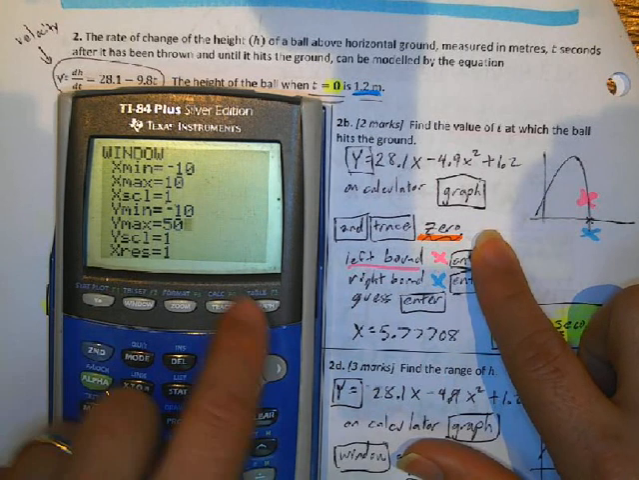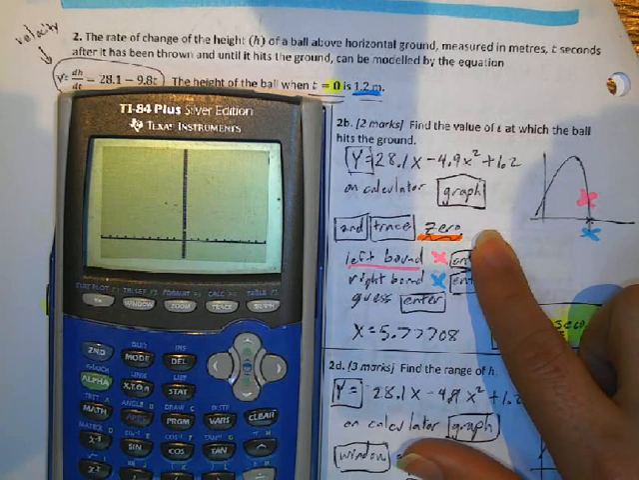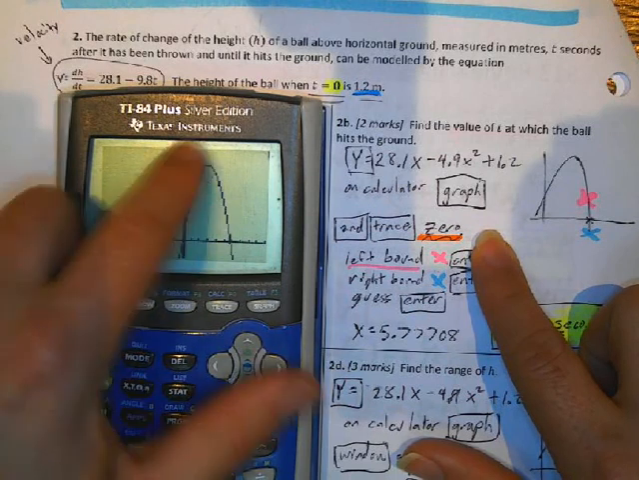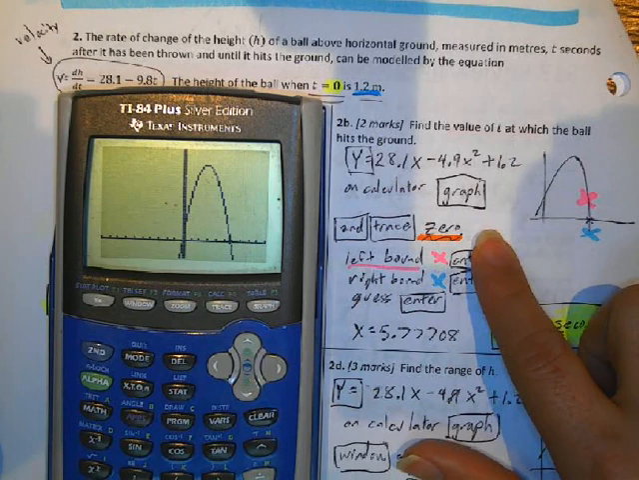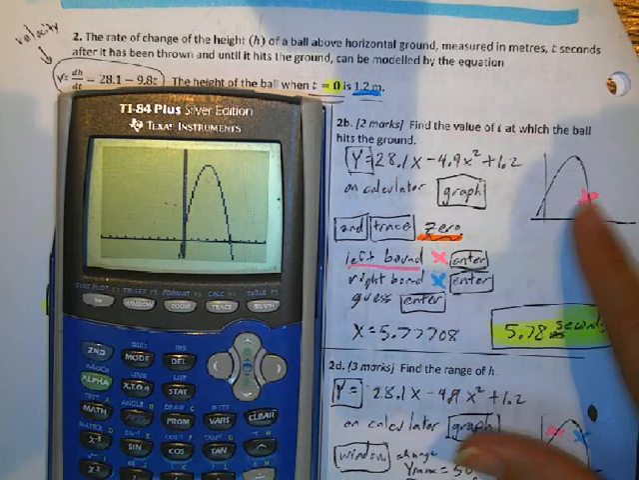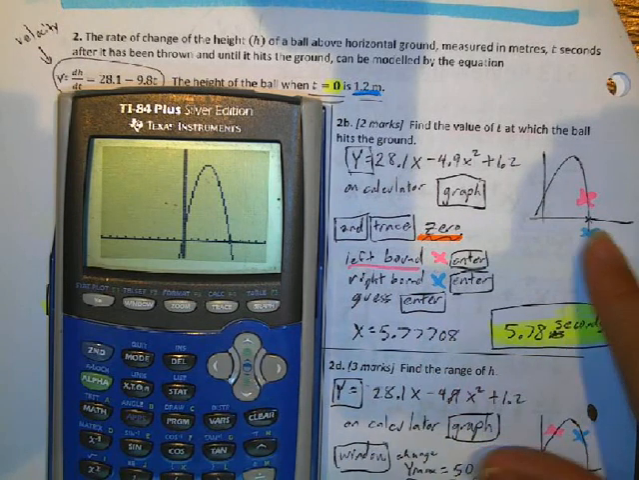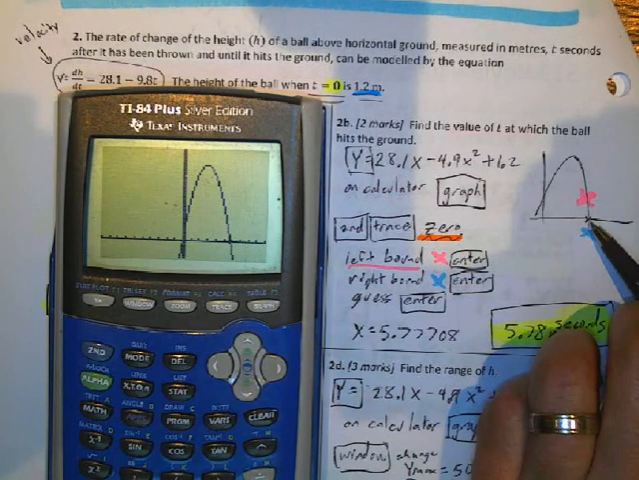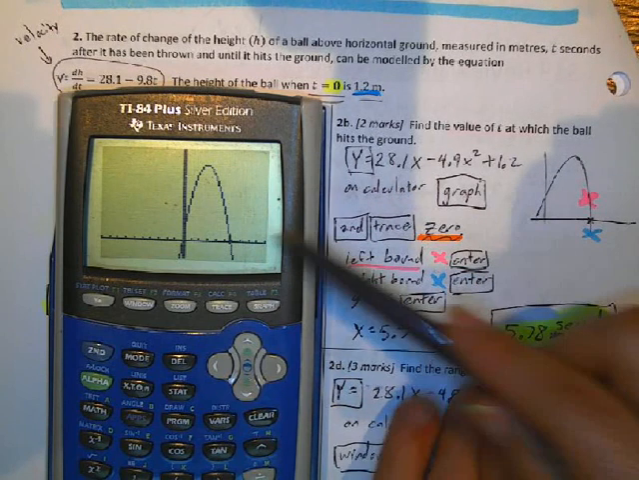Let's see if 50 was high enough. Oh, it was. Good guess. Okay, so there's my graph, and I want to figure out the 0. The 0, this point right here, that's when it hits the ground, when the height is 0.